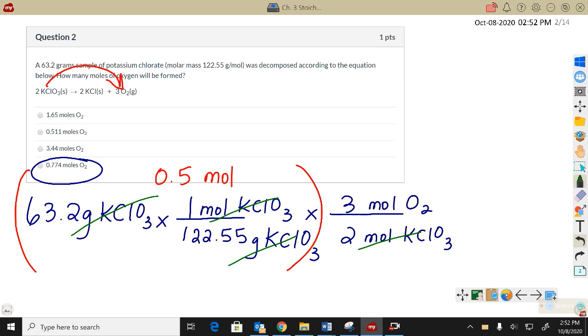So I've got about half a mole of potassium chlorate. Half a mole times 3 is what, like 1.5 divided by 2. I'm looking for like 0.7 something. And there's only one choice that's even close. So you just got to be able to set it up and then use your noggin a little bit. The numbers are meant to be manageable.